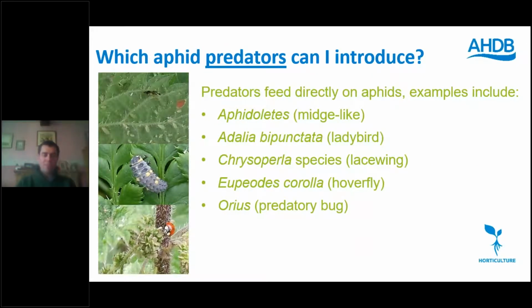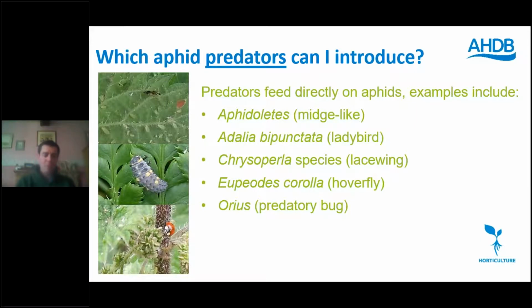So thinking about predators, which aphid predators can I introduce? Predators feed directly on aphids, and there's various examples of these. We talked a bit about Aphidoletes, which is the midge-like predator. We've got good old ladybirds, lacewings, hoverfly have recently been commercialized by some companies, and predatory bugs such as Orius. Now, quite a lot of these are generalist feeders, so they won't just take aphids. Orius is a really good example of this. It'll help with any thrips pressure.